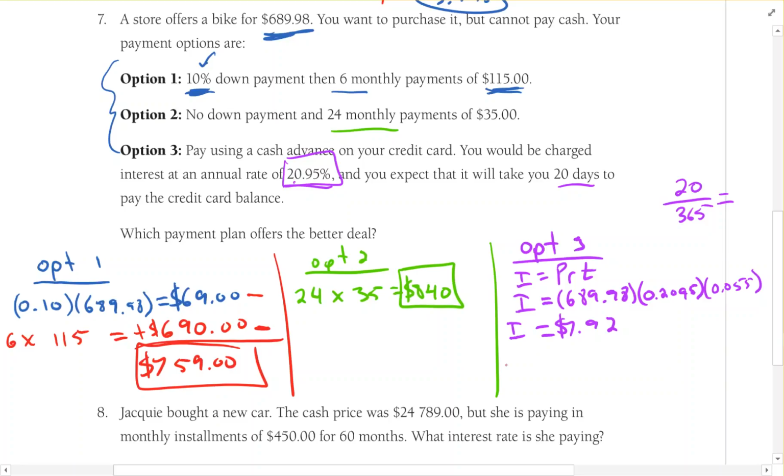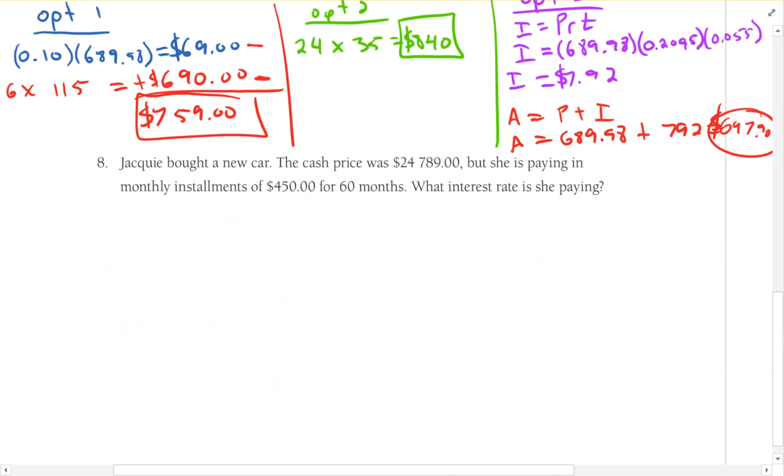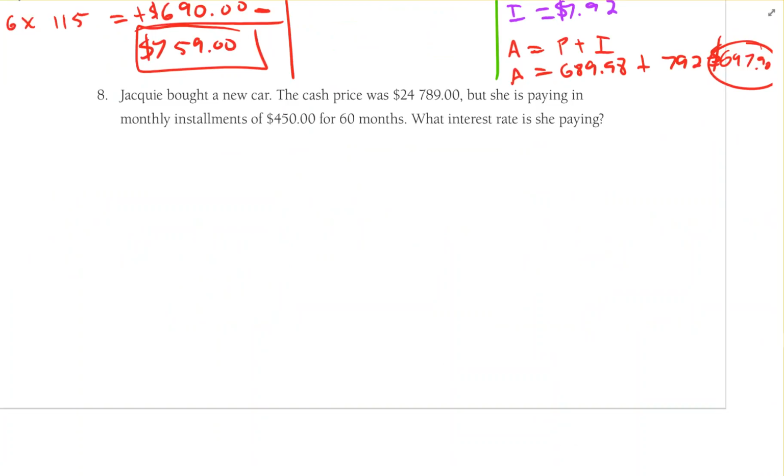And then figure out our total there. A is going to be equal to principal plus interest. So A is going to be, well, the principal was our bike price, $689.98 plus $7.92. That was our interest. So that's going to be $697.90, which seems like the best deal. So I'd say option 3 was our best option. And number 8, I'm actually going to let you guys cross out.